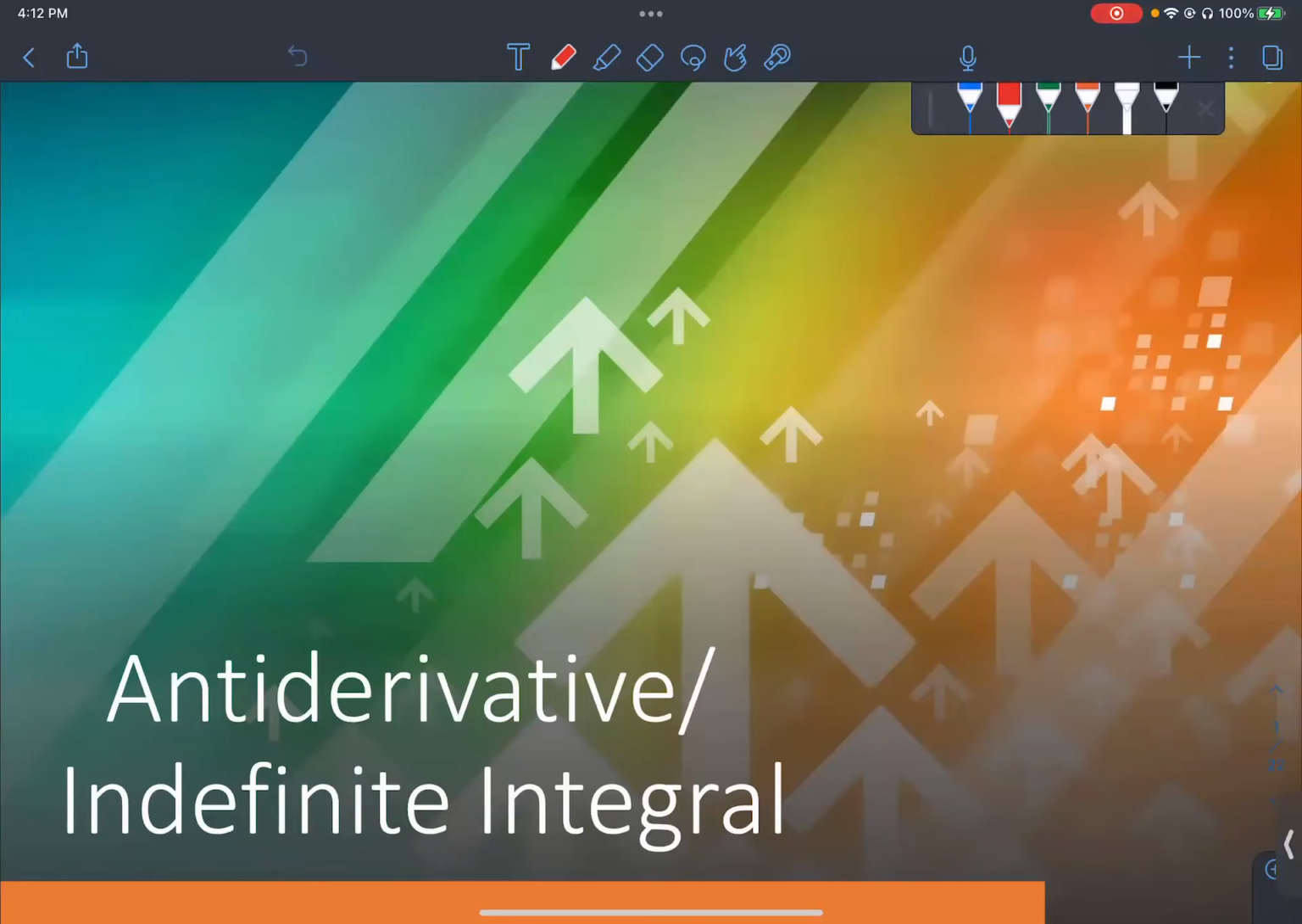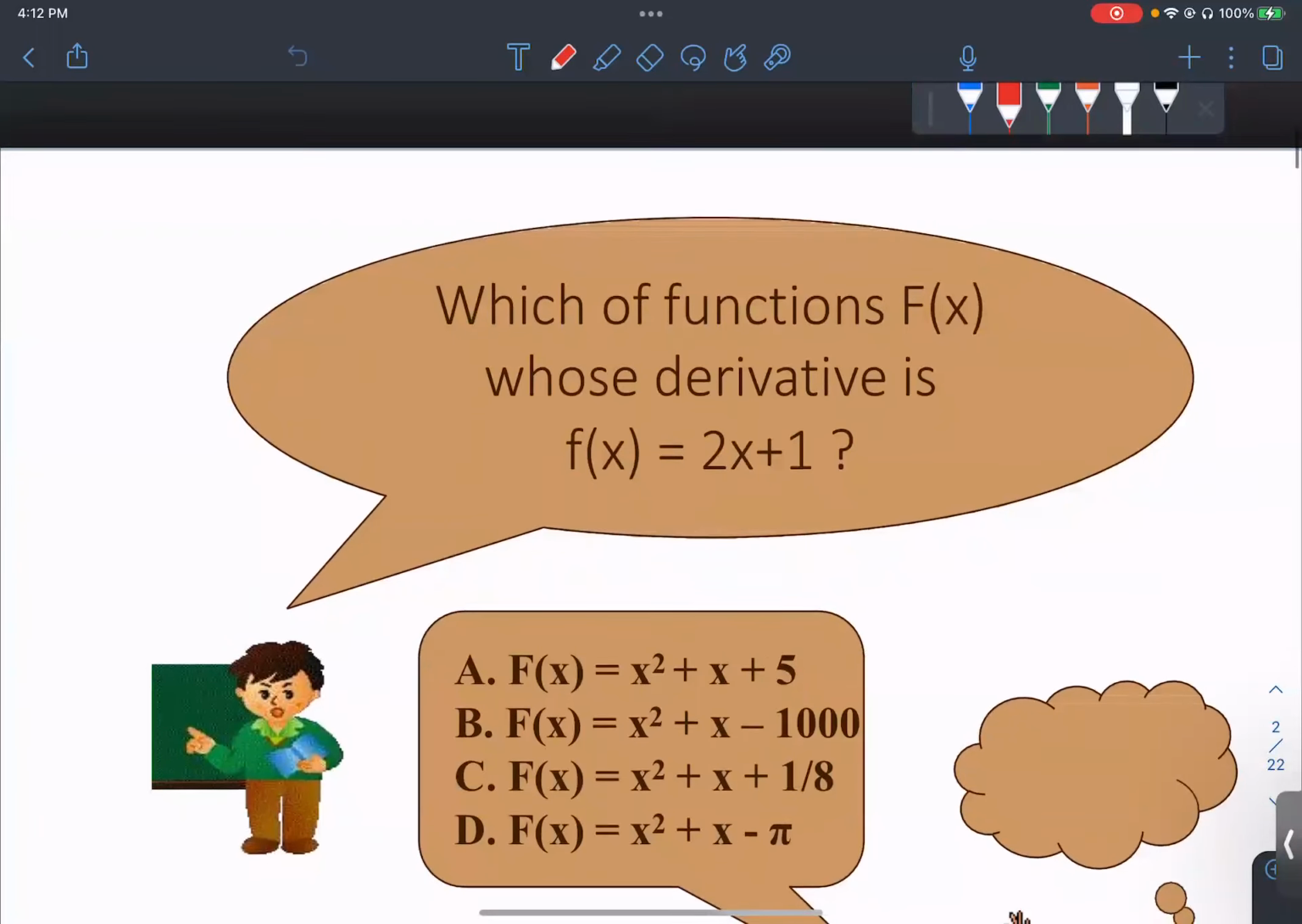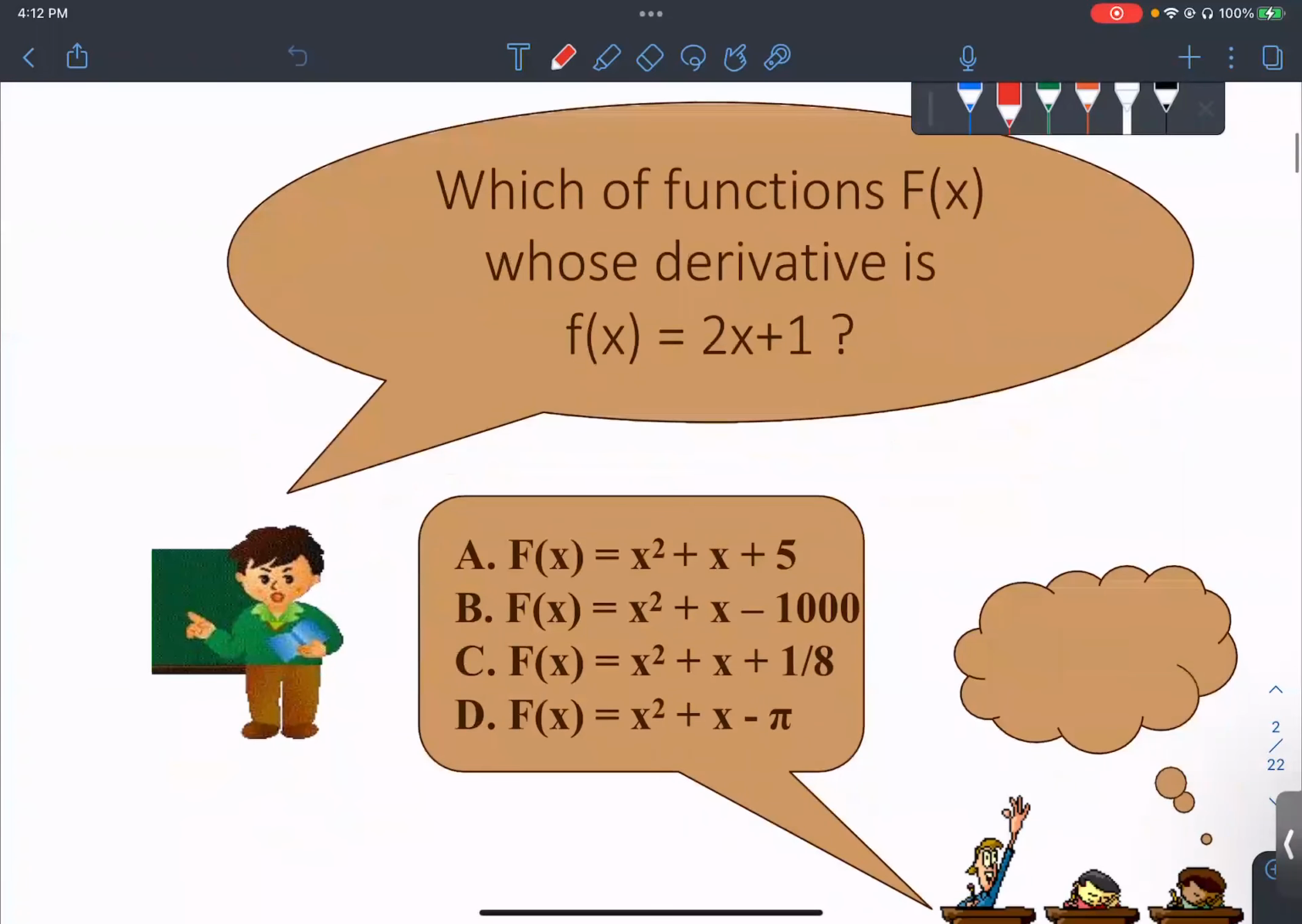Okay, so again, we're now on the antiderivative or the indefinite integral. Let me have a question for you. Please give me an answer on our chat. Which of the functions f of x whose derivative f prime of x equals 2x plus 1?